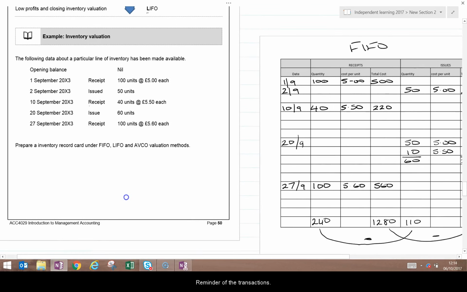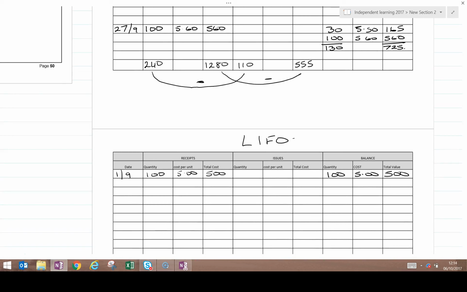Just a reminder of the transactions. 2nd of September we issued 50. Last in, first out. So we issue those at the last or most recent price we paid. Well, we've only got one price, £5. So we've issued at £5. So that leaves us with 50 units at £5, which is £250. So currently there is no difference between the LIFO and the FIFO method.